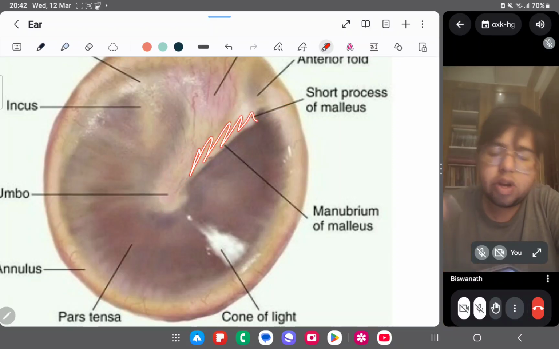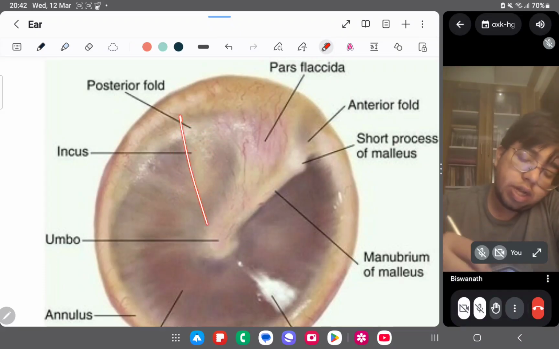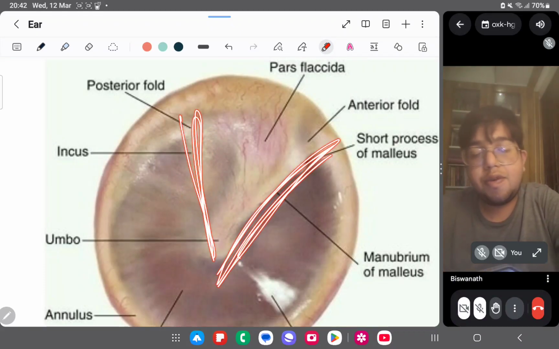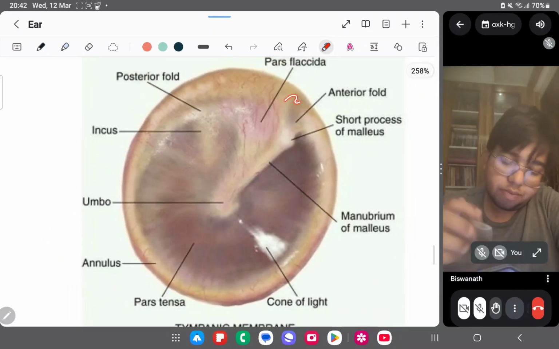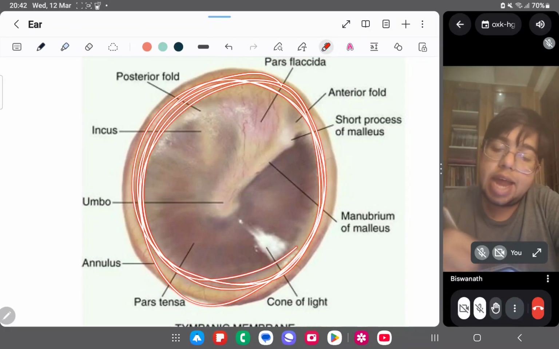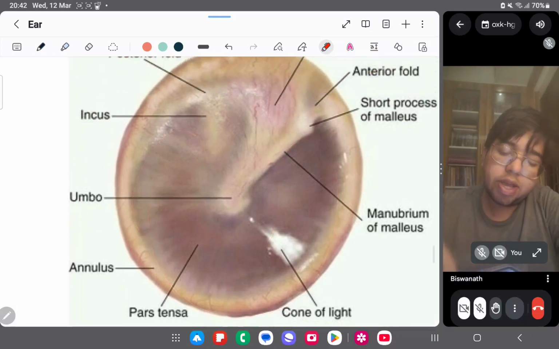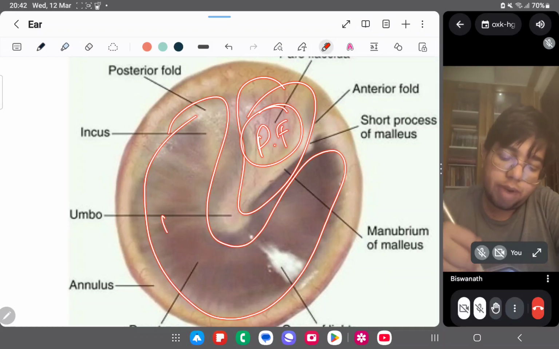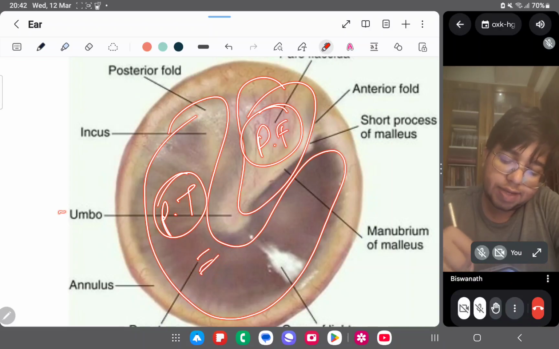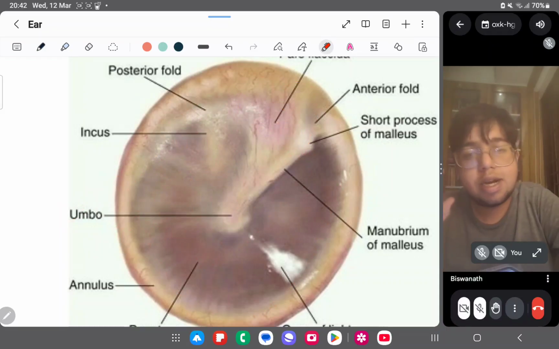This is the manubrium, or you can say the handle, simply a handle. And the incus can be seen as a faint shadow. This is the posterior fold, and this must be the anterior fold: the posterior malleolar fold and the anterior malleolar fold. And you can see the umbo, and this structure is basically an annular structure, right? So this is called the annulus, and this whole part is the pars tensa. I told you two parts are there. One is the pars flaccida, this part, and this whole part is the pars tensa. So which part is more? Your pars tensa is more than pars flaccida.